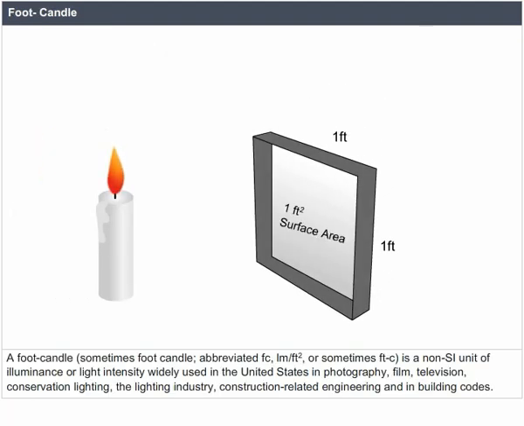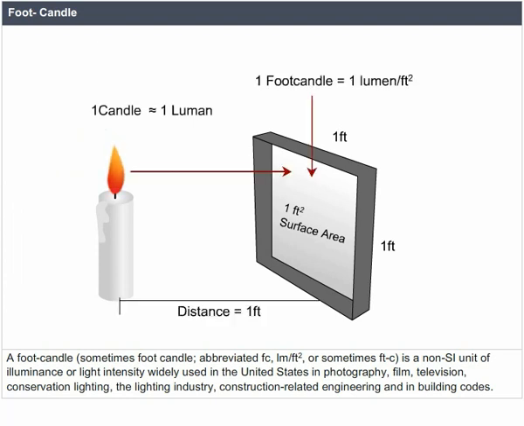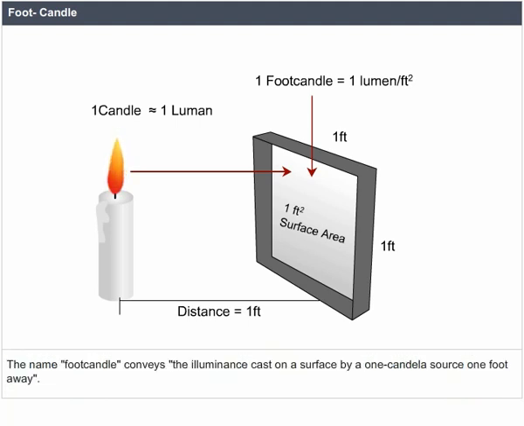Foot candle. A foot candle, sometimes abbreviated FC or lm/ft², or sometimes foot-c, is a non-SI unit of illuminance or light intensity widely used in the United States in photography, film, television, conservation lighting, the lighting industry, construction-related engineering, and in building codes. The name foot candle conveys the illuminance cast on a surface by one candela source 1 foot away.